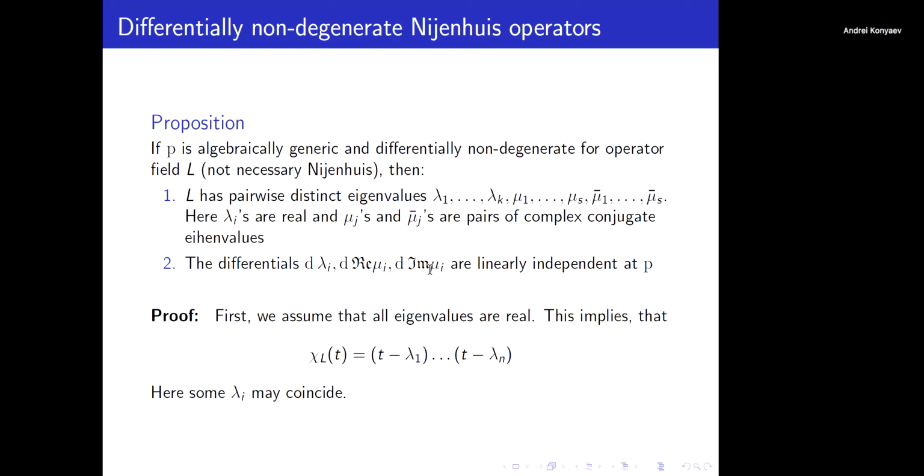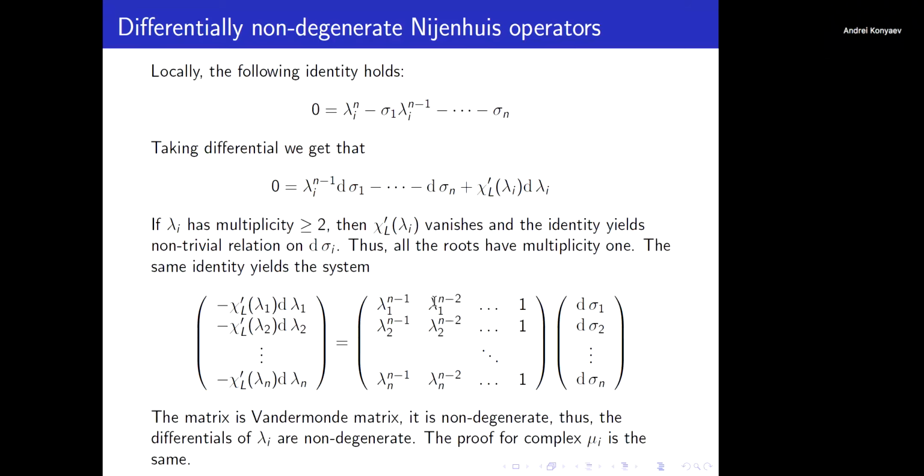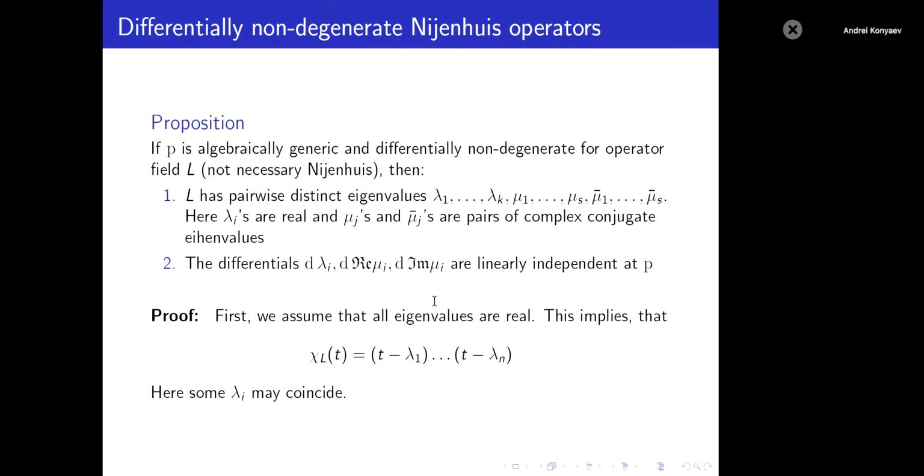And of course, if you have a Nijenhuis operator, this proposition implies that you can bring it to the good form, because you can split the real part and the complex part and do all kinds of things using the splitting theorem. But in general, it turns out that this point-wise structure is absolutely the same.